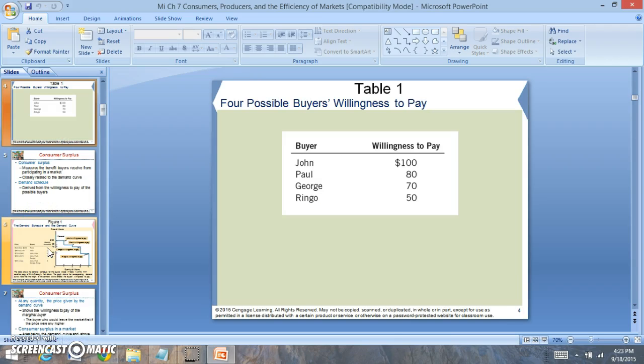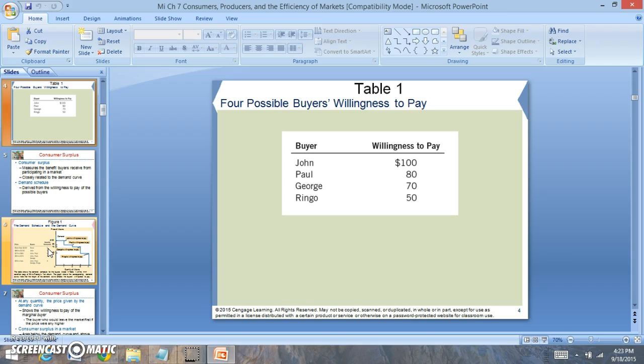If you look at this table right here, you'll notice we have 4 different buyers: John, Paul, George, and Ringo. And they all have a different willingness to pay. Now, if I assume that the price of the good is $70, John was willing to pay $100, but he only had to pay $70. Given that he only has to pay $70, John basically saved $30. And that's what we're looking at this week.